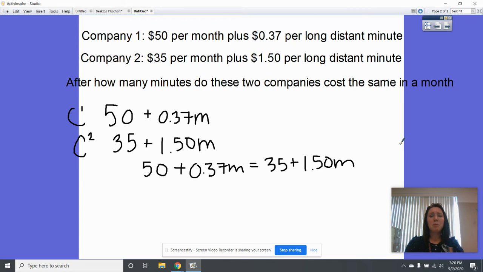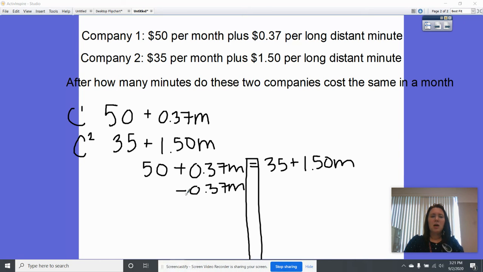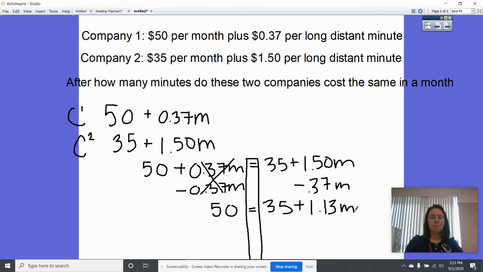We notice that there's an m on both sides, and we don't like that. I always choose the smaller m, so that's 37 cents, and we need to get rid of it. So we have a plus 37m. I'm going to draw that wall. It helps me keep track of what I'm doing. So I'm going to subtract 37 cents m on both sides of my equal sign. Because I did the opposite, this is gone. The only thing left on this side is 50 equals 35 plus, I'm just going to do $1.50 minus 37 cents. That's $1.13 a minute.